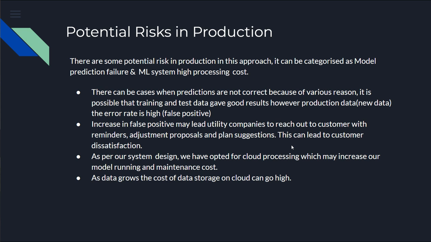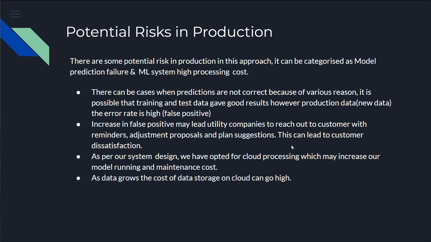An increase in false positives may lead the utility companies to reach out to the customer with reminders, adjustment proposals, and plan suggestions, because that's the main essence of this model: to help companies identify the defaults, so the company can reach out to the customer and propose these plans so that they can minimize the loss. But if we are getting a larger number of false positives, this may lead to customer dissatisfaction.